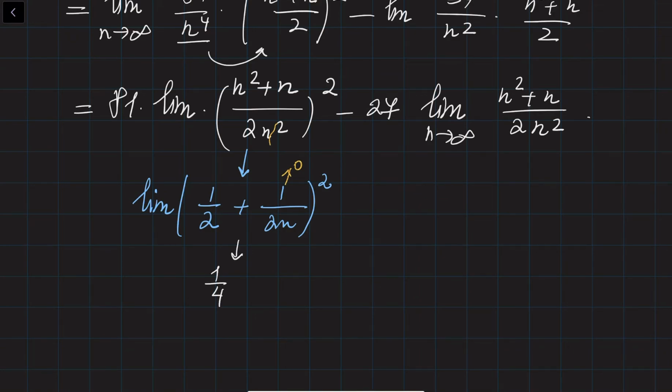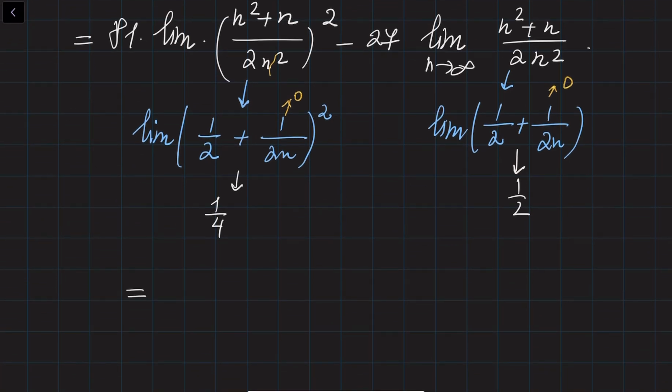Okay? So at the same time, this limit is going to be equal to 1 divided by 2 plus 1 divided by 2n. And again, the second term is going to vanish when n goes to infinity, so this is going to be equal to 1 over 2. So now I'm just going to substitute this to here. It's going to be 81 times the 1 over 4 minus 27 times the 1 over 2.